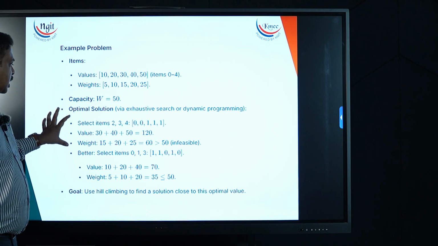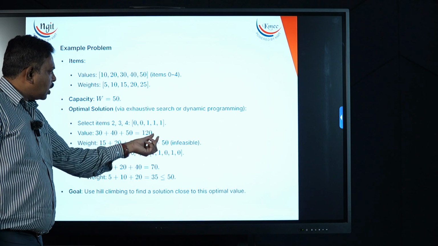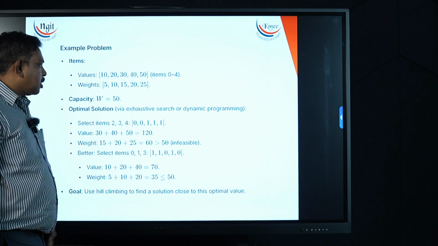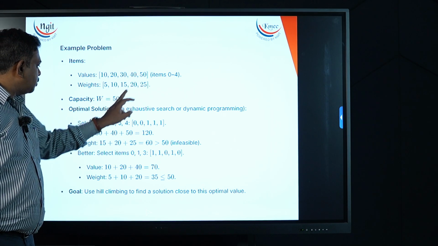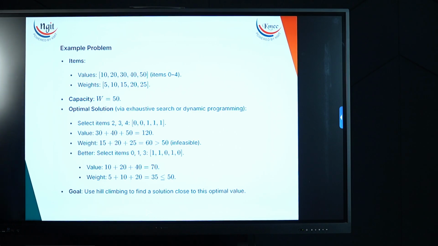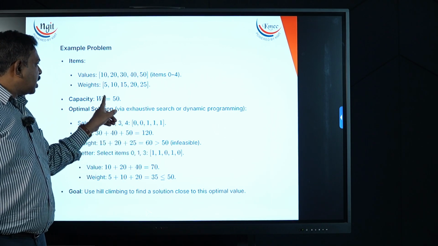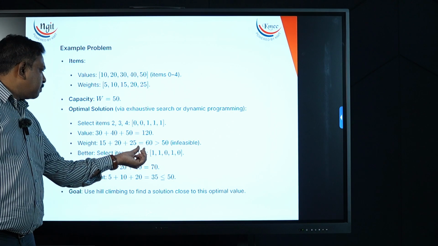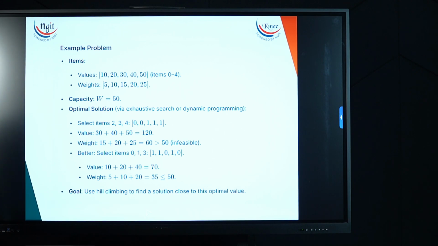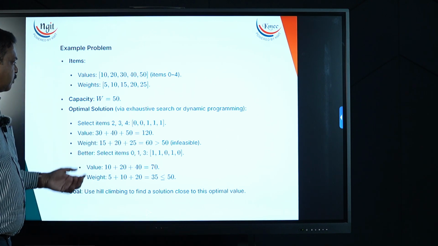Now first I select items 2, 3, 4. Meaning in positions 0, 1, 2, 3, 4, 1 means I selected the item, 0 means I have not selected that item. That means I selected 2, 3, 4, meaning 30 plus 40 plus 50, which is 120. The value I am achieving is 120. If I calculate the weight, it is 60, but my given constraint means my bag should contain only 50 kgs, but it is giving 60. It is infeasible, because I cannot divide into fractions. I have to maintain exactly 60 only, which is not feasible.